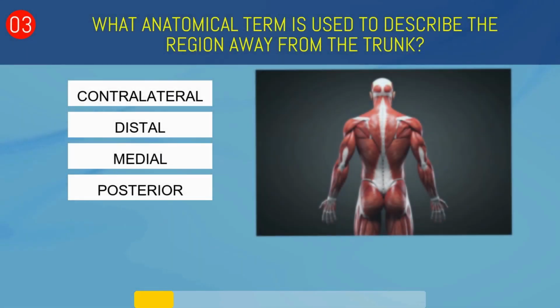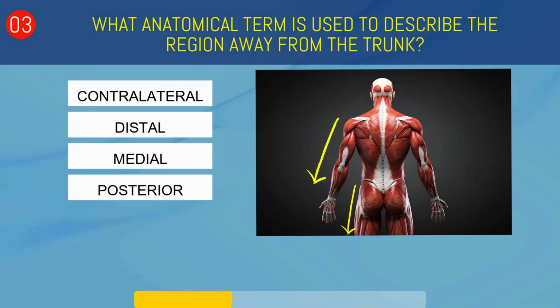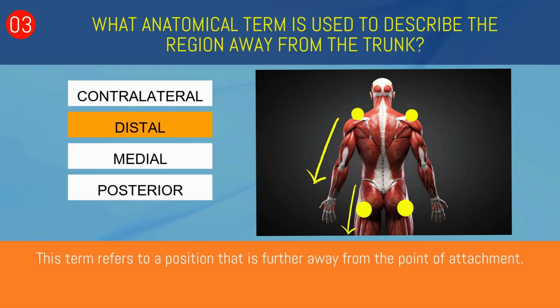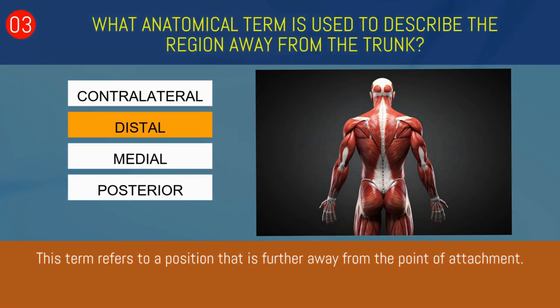What anatomical term is used to describe the region away from the trunk? Contralateral, distal, medial, or posterior? Distal. This term refers to a position that is further away from the point of attachment.